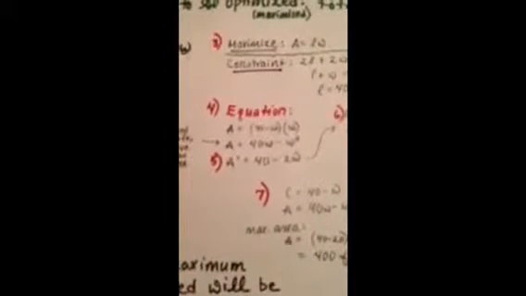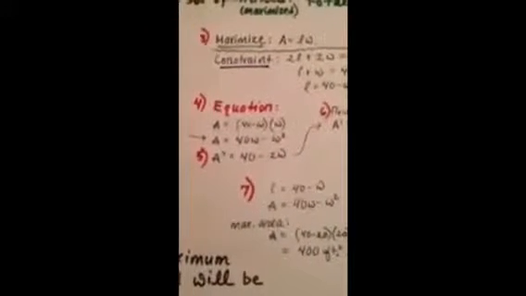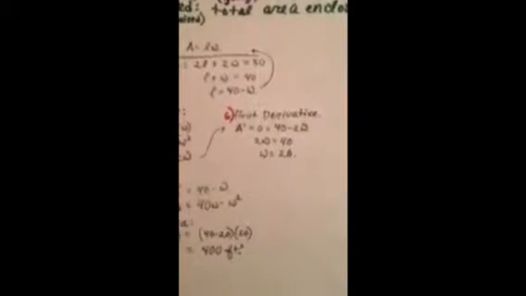Plugging that back into the area equation, you get area equals 40 minus W times W. Then distributing the W, you get 40W minus W squared. Knowing this equation is a parabola, there is only one maximum because it's facing downward. Then you take the derivative of that to get 40 minus 2W. Then you set that derivative equal to 0 to get 40 minus 2W equals 0. Then solving in terms of W, you get 20.